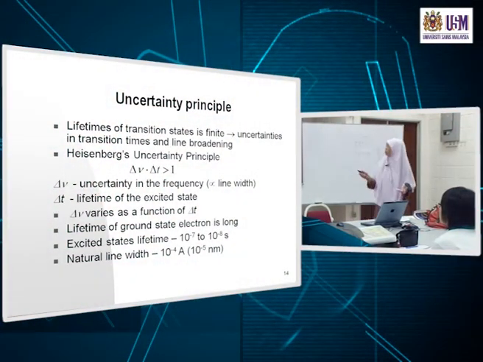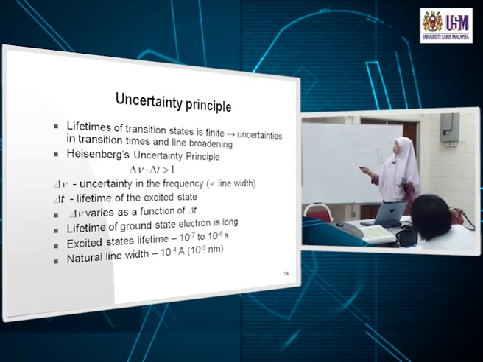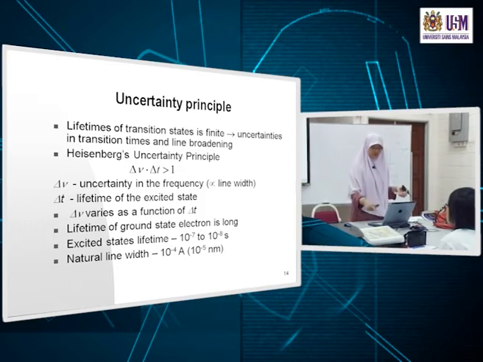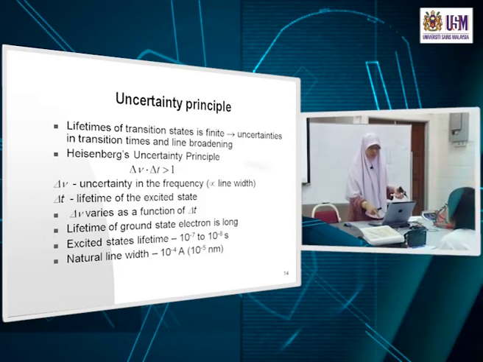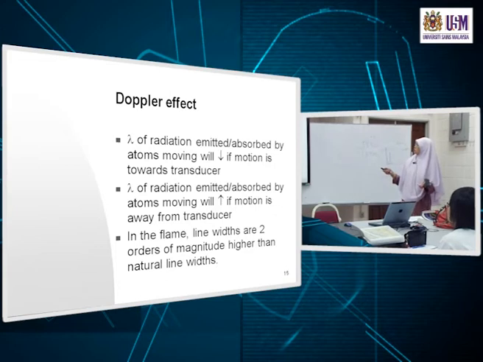The second one is the Doppler effect. What is the Doppler effect? Okay, you have your detector, which will now see the radiation coming towards it, okay? And this radiation is going to come from a certain atomic species. So, depending on whether that species is moving towards the detector or away from the detector, it will influence the wavelength. So, the wavelength of radiation seen by the detector will decrease if the motion is towards the detector. Transducer here means the detector, okay?